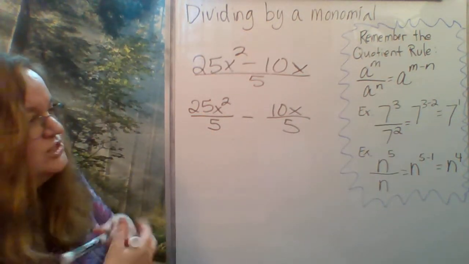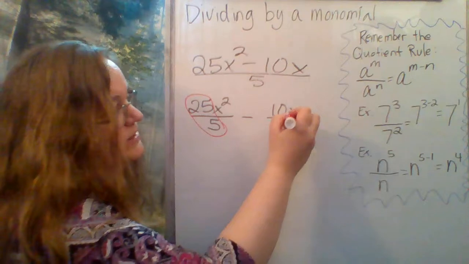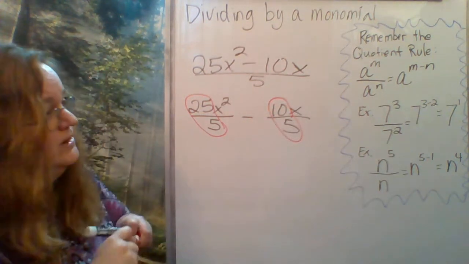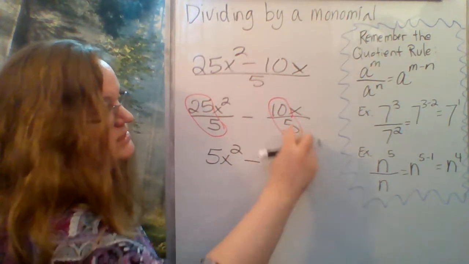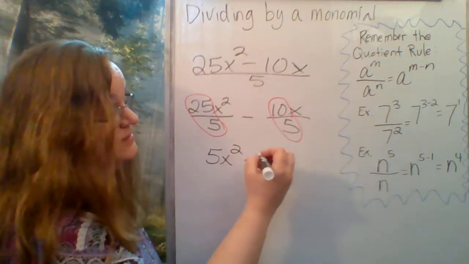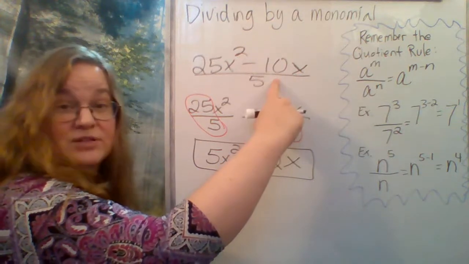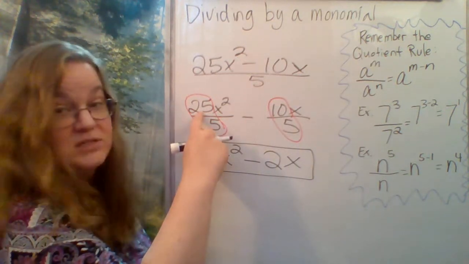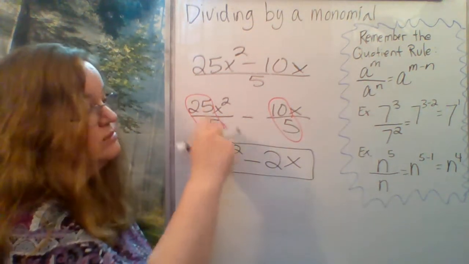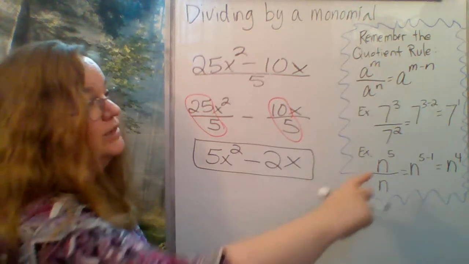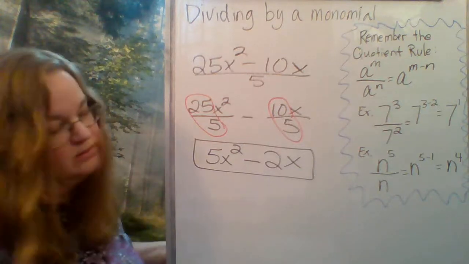So if I do that, I just have to deal with the numbers. So the coefficient of x squared, 25 divided by 5, and 10 divided by 5. So 25 divided by 5 is 5, x squared, minus 10 divided by 5 is 2 times x. So this is the answer to this division problem. Again, this is a coefficient. I'm just dividing it by a number. There's no exponent. It's like an exponent of 1. So I'm just dividing it and treating it like I normally would. I use my quotient rule when I'm dealing with powers, so something to the second or the third and so on.